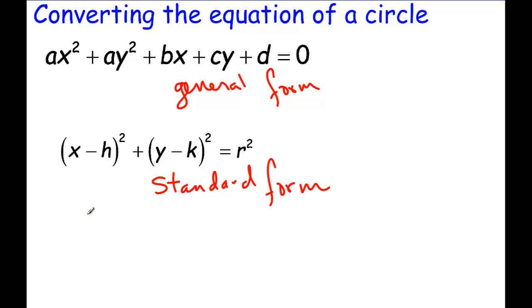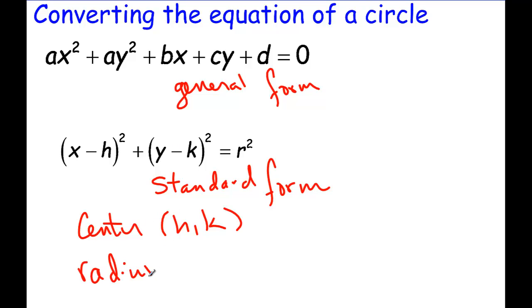And in standard form, we have a center (h, k), that's easily identifiable, and a radius of r. So when you're in standard form, this information is easily obtained, but in general form, it's not. So what we need to be able to do is convert from one form to the other, and that's the purpose of this demonstration today.